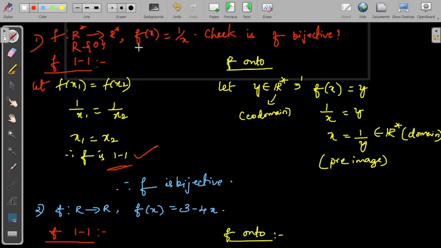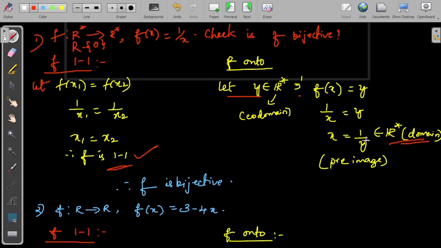Now for f is onto, take one element from the codomain such that f of x is equal to y. This is the procedure all the time. So f of x is 1 by x, which is equal to y. X comes out to be 1 by y. Okay, clearly this belongs to R star. R star is nothing but the domain. I have taken one element from the codomain. Now the pre-image looks like 1 by y. Clearly this kind of pre-image is there in the domain.